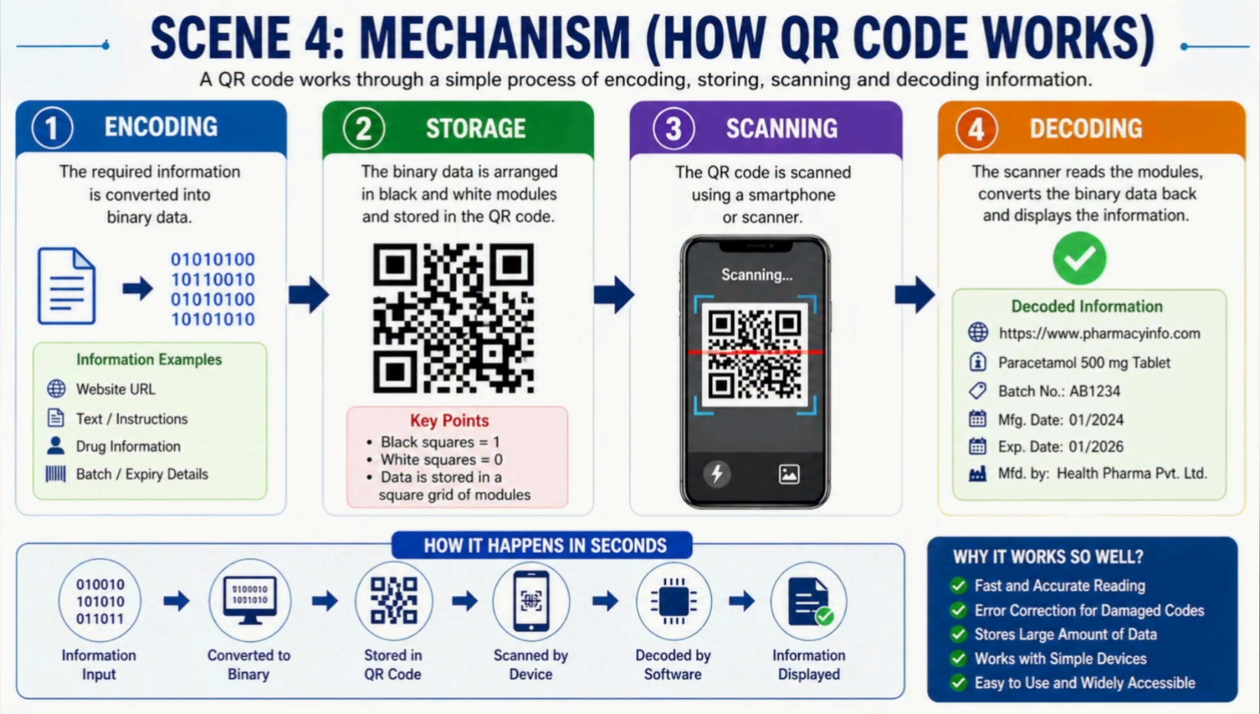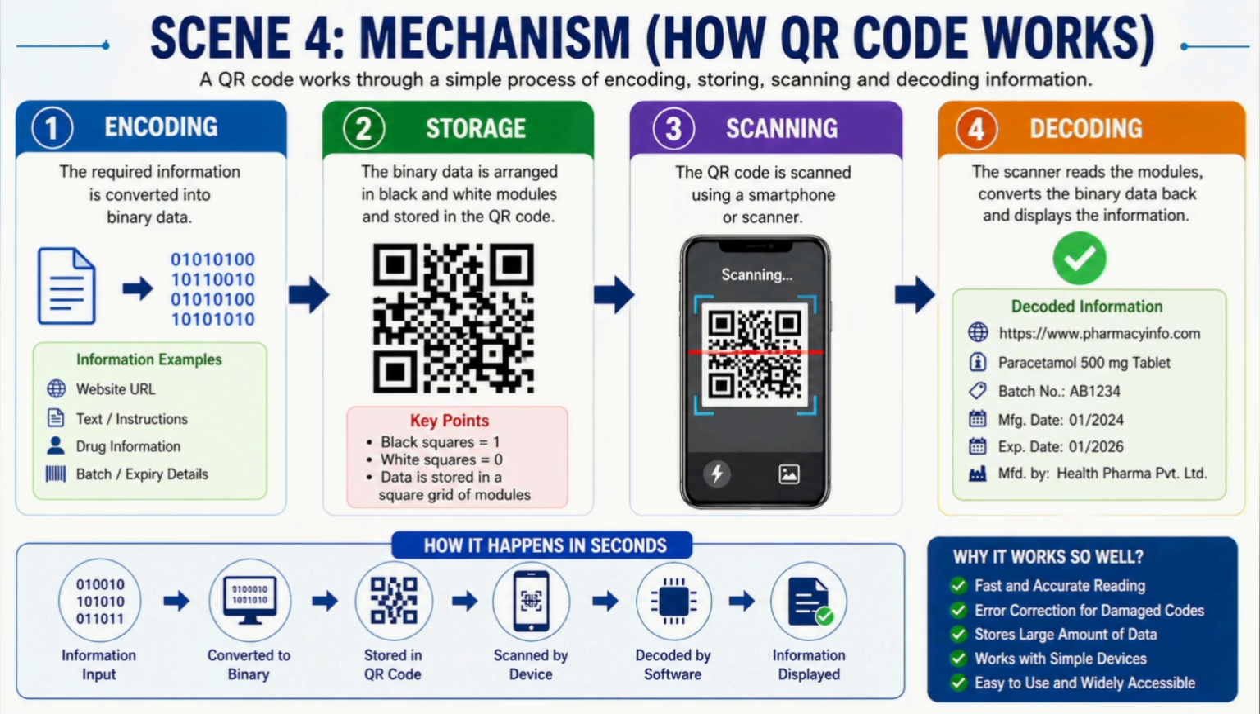So let us see the mechanism of how a QR code works. The working of the QR code involves a series of steps. First, the required information is converted into binary format using encoding techniques. This binary data is then arranged into black and white modules within the QR code.